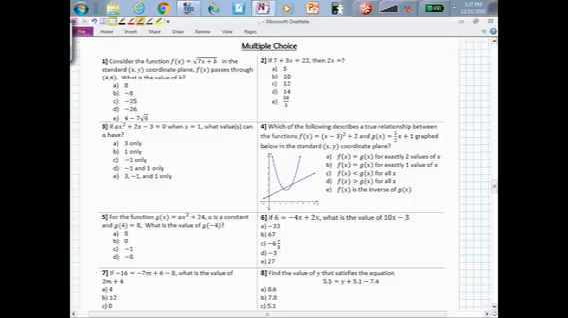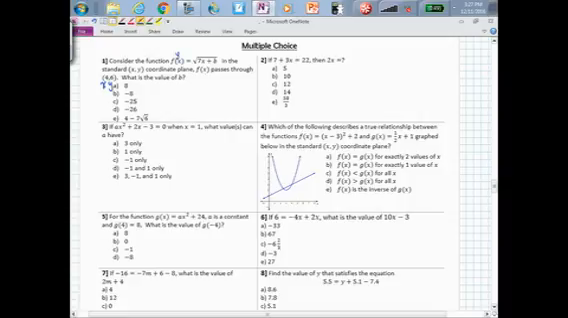Alright, so I'm going to do this 1 through 12 questions, multiple choice. So it says, consider the function, this is square root of 7x plus b in a standard xy coordinate plane. If f of x passes through this point 4, 6, this is my x and my y, what is the value of b? Simple here, all we do is we take our values and put them into our equation.